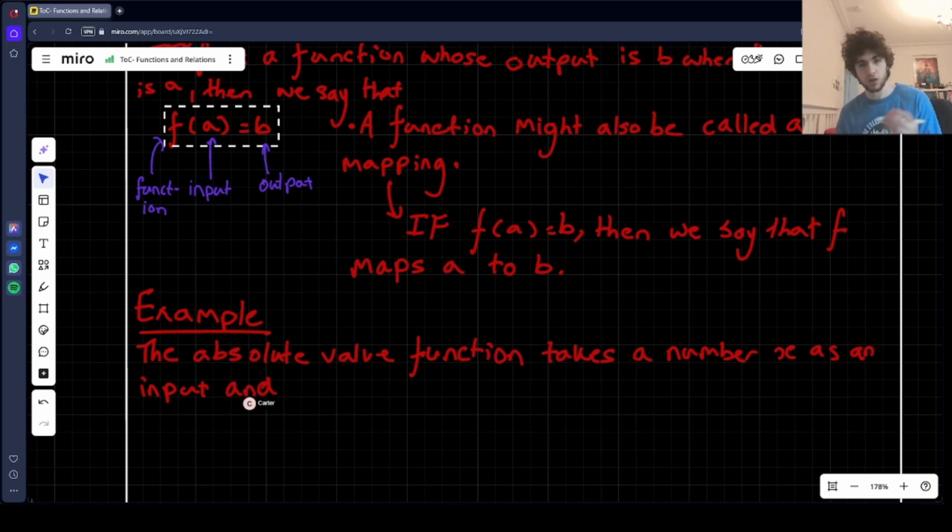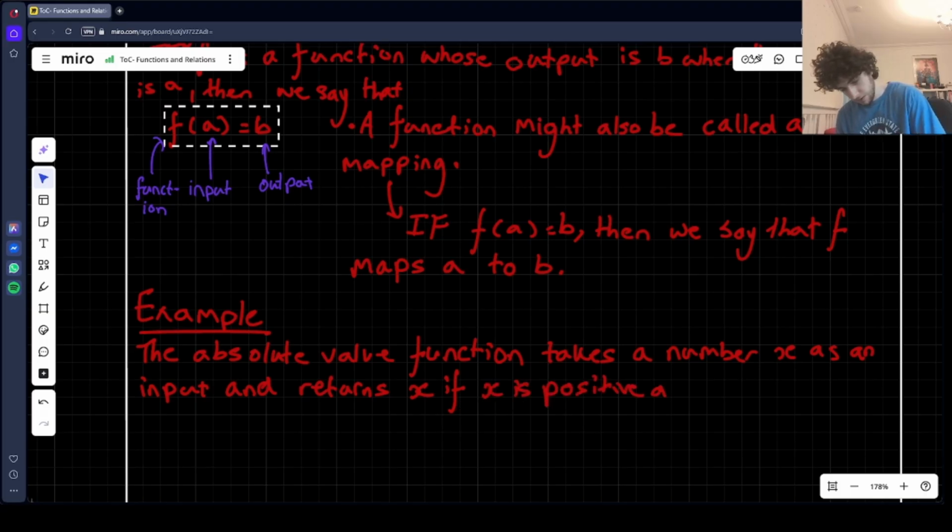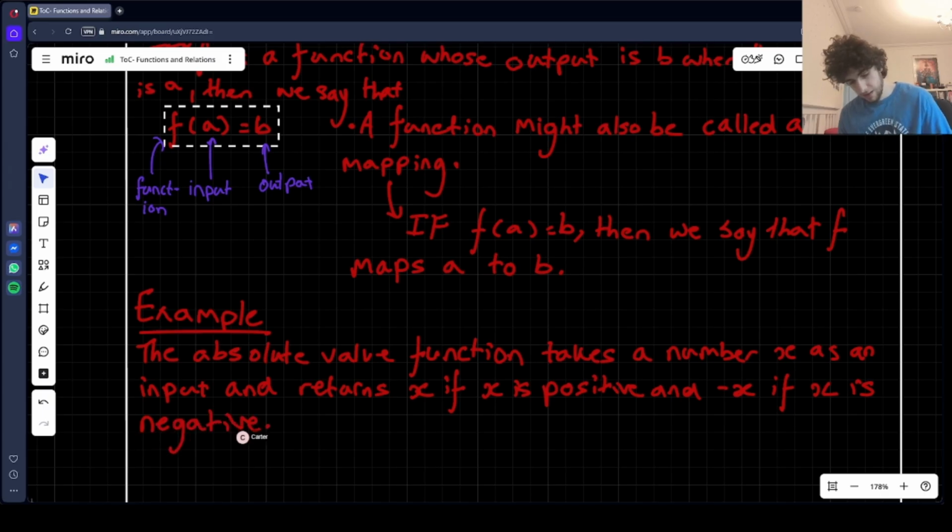The function will branch out and do two different things depending on whether x is positive or negative. Effectively it returns x if x is positive, and minus x if x is negative. Sorry about my cat, by the way. So this is the rule of the absolute value function.